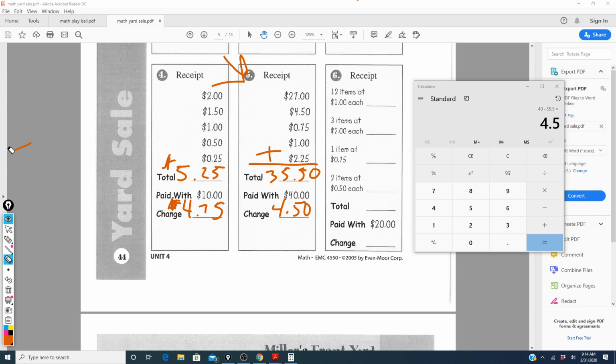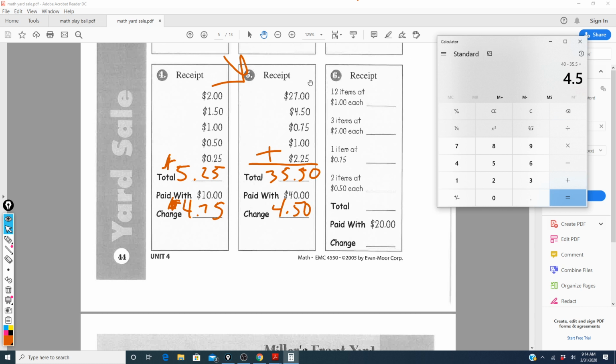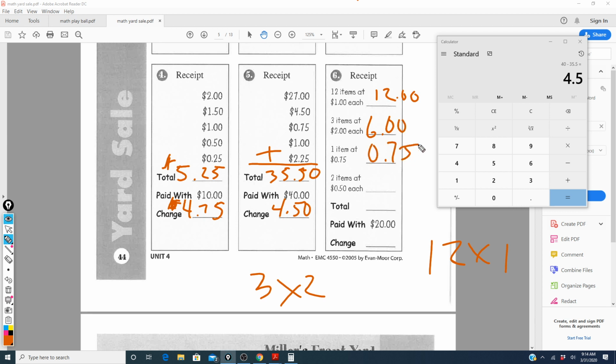So, with that being said, we will continue with number 6. If I have 12 items at $1 each, 12 times 1 will give us $12. 3 items at $2 each, 3 times 2 will give us $6. 1 item at 75 cents will give us 75 cents.